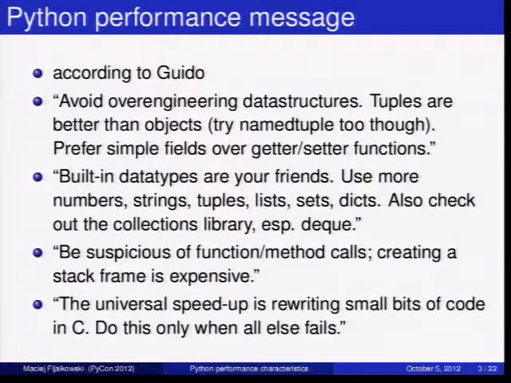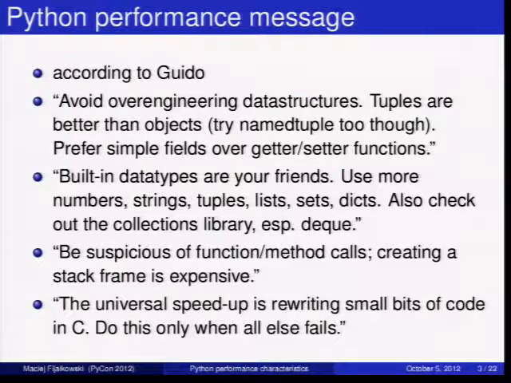So let me quote Guido. Avoid over-engineering data structures. Tuples are better than objects. Try namedtuple, though. Prefer simple fields over getter-setter functions. Built-in data types are your friends. Use more numbers, strings, tuples, lists, sets, dicts. Also check out the collections library, especially deque. Be suspicious of function and method calls. Creating a stack frame is expensive. The universal speedup is rewriting small bits of code in C. Do this only when all else fails.